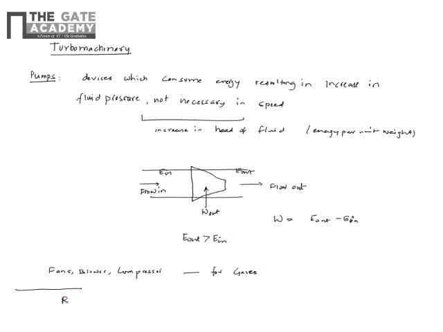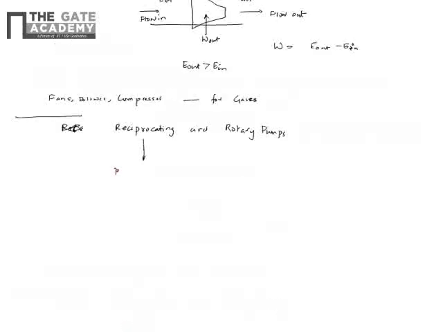Pumps are broadly classified into two types: reciprocating and rotary pumps. Reciprocating pumps work basically just like your IC engines, but in the reverse way. You have a reciprocating piston in a cylinder, and because of the work done on the piston, it decreases the volume and increases the pressure. So just like your IC engines in a reverse way.